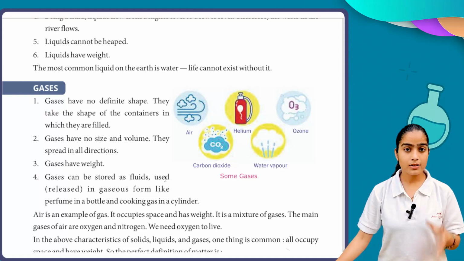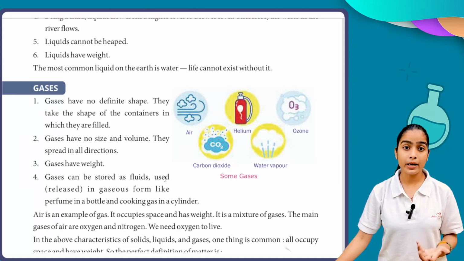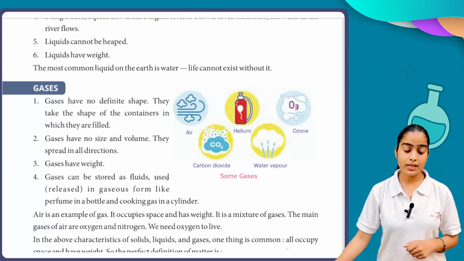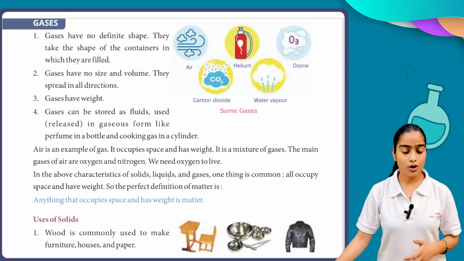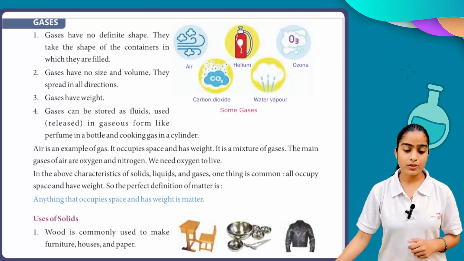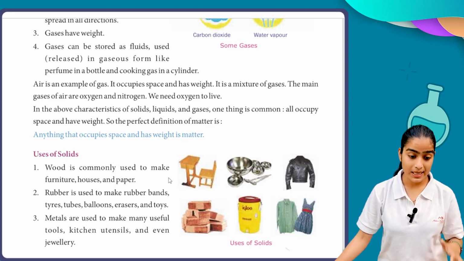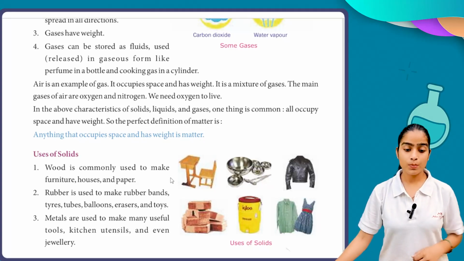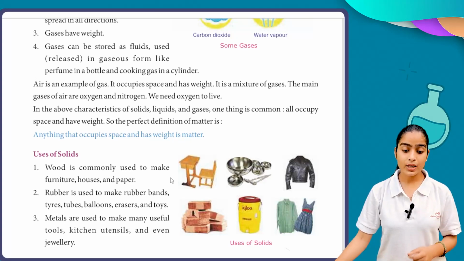In your higher classes, you are going to learn about air, how it is matter, how it occupies space, and how it has weight as well. It is a mixture of gases. The main gases of air are oxygen and nitrogen. We need oxygen to live. In the above characteristics of solids, liquids, and gases, one thing is common: all occupy space and all have weight. So the perfect definition of matter is anything that occupies space and has weight.